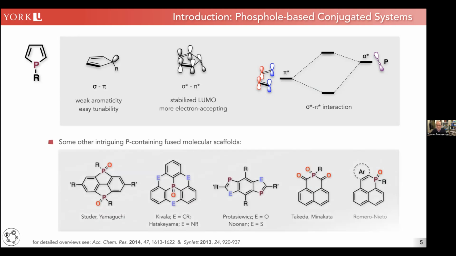We're not alone in this field. Obviously, there are other people working in these areas, and here's just a selection of some interesting molecules. There's much more out there, but just to show you that you can incorporate phosphorus in a variety of these organic materials, and very often, more often than not, they have really value-added enhanced properties over the purely carbon-based materials.